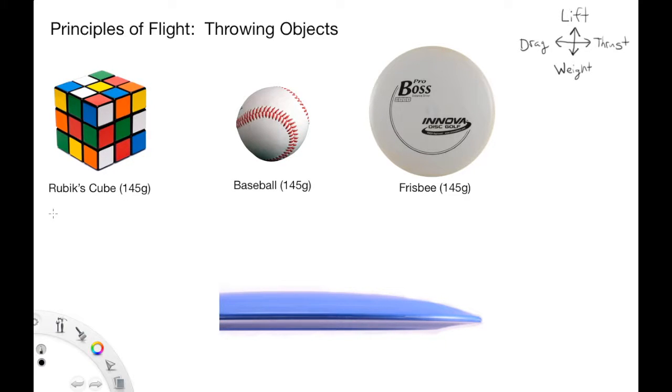Which of these three objects do you think you would be able to throw the furthest? A Rubik's Cube, a baseball, or a Frisbee? To find out the answer and explain, let's use science.